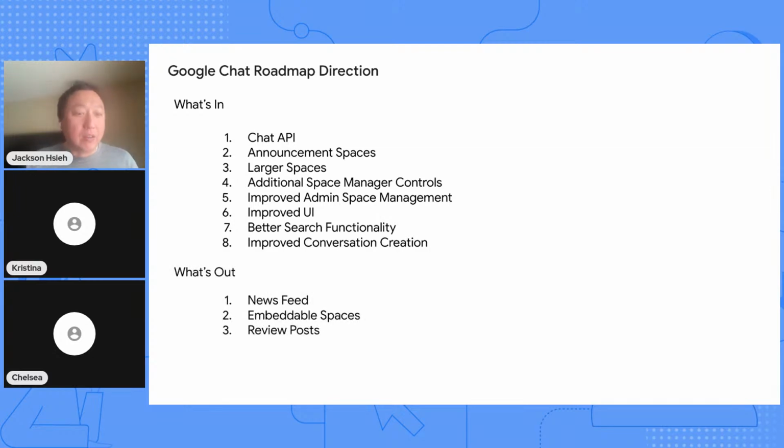What are things that are out? So again, I keep trying to highlight this: Google Chat is, at the end of the day, a collaboration messaging tool. So a lot of the social features will unfortunately not be developed for Google Chat. Things like newsfeed, embedded spaces, review posts. These are things that are not on the roadmap. So hopefully this clarifies what's in and what is out.